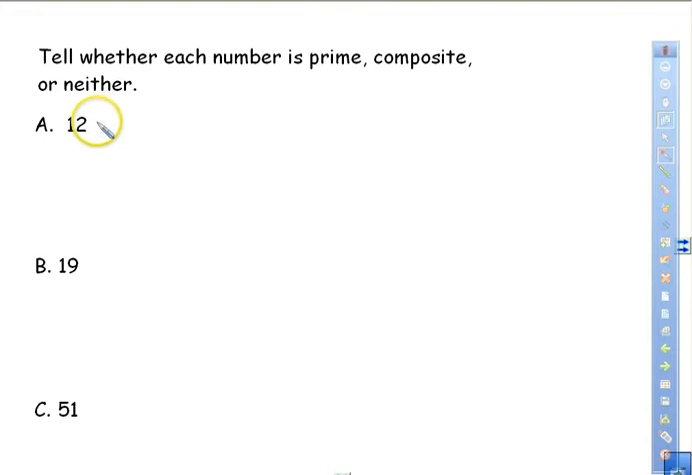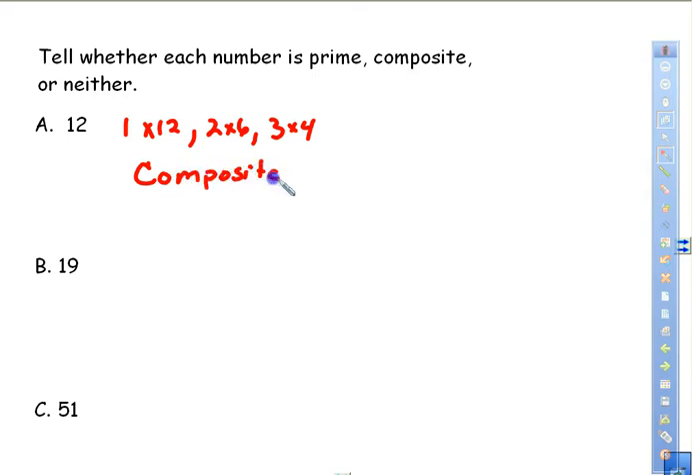Well, number 12, since it has more than just 1 times 12, it also has 2 times 6 and 3 times 4, and because of that, it is composite. The number 19, the only numbers that you have for that are 1 times itself. There are no other factors that work for that, therefore it is prime.